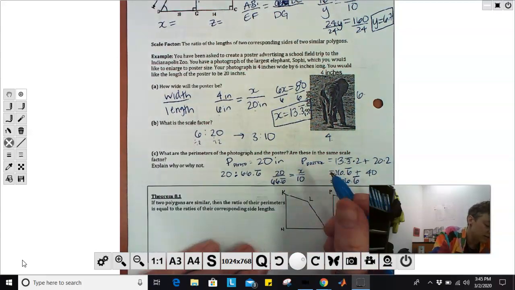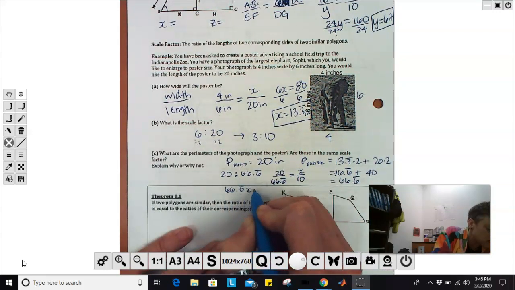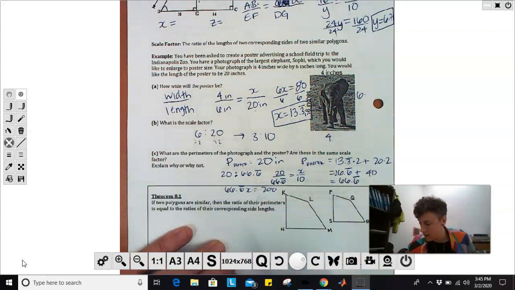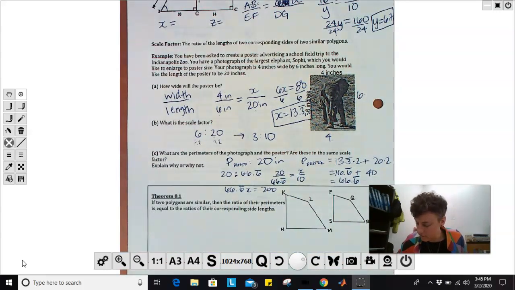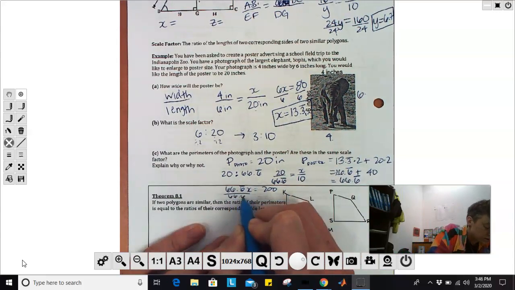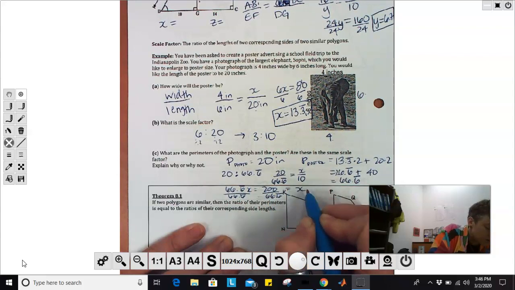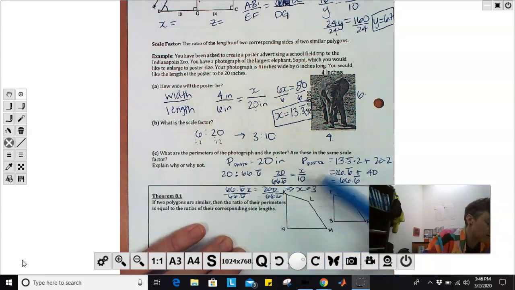Cross multiply. We're going to get 66 2/3 x equals 200. And let's do a little division. Hey, what do you know? That equals 3. So yes, they are the same scale factor.